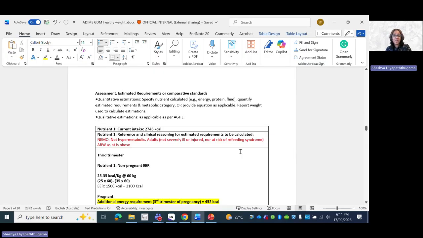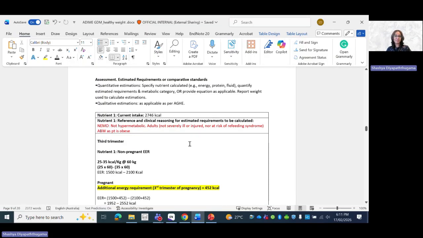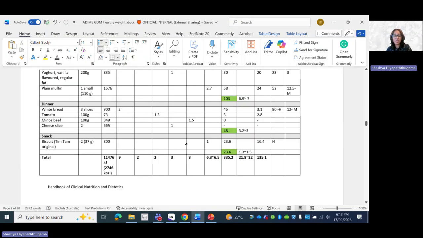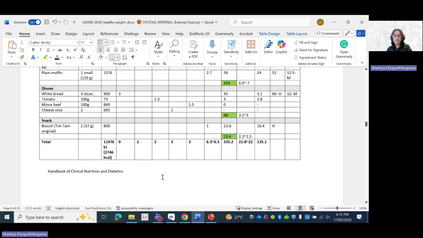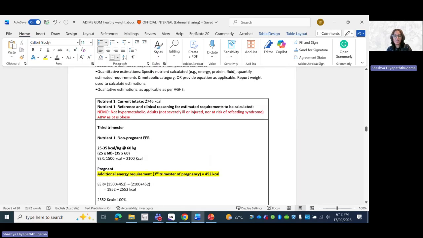Going forward, we need to assess the estimated requirement versus the standards. So the first one considering is the current energy intake. So her current total energy intake in kilocalories is 2,746. So that is what I've written in here. And we know she's in the 3rd trimester.